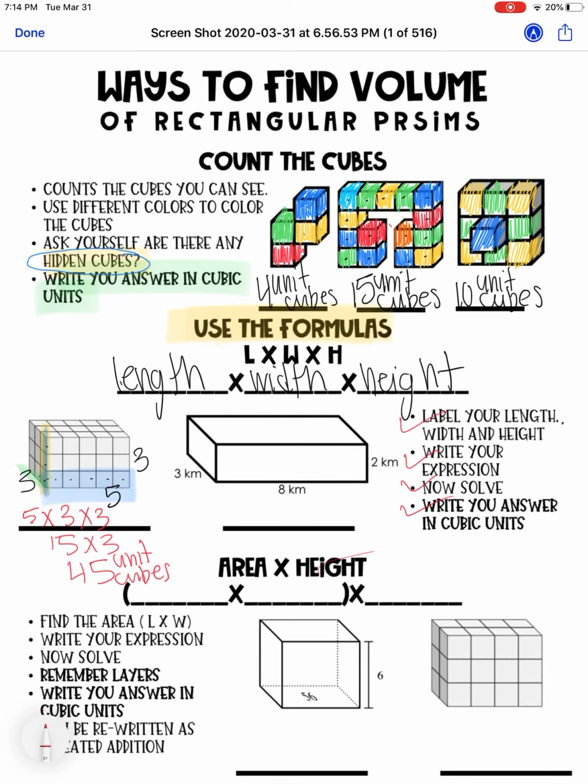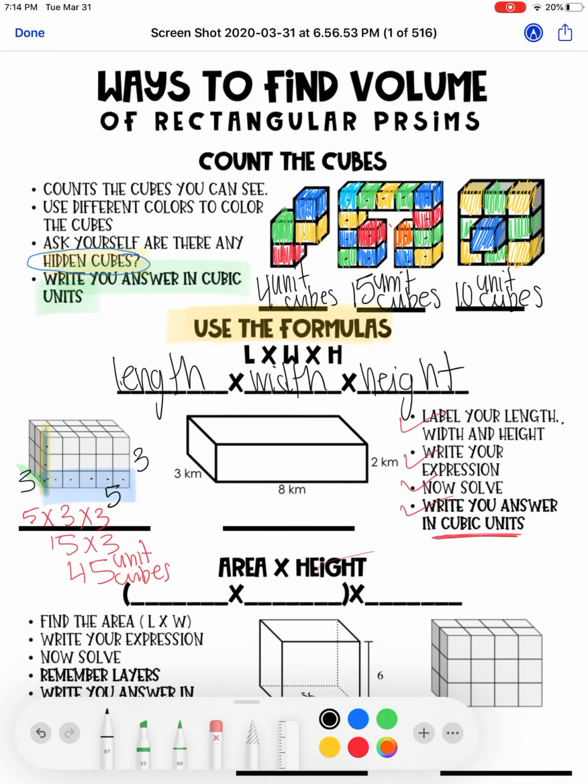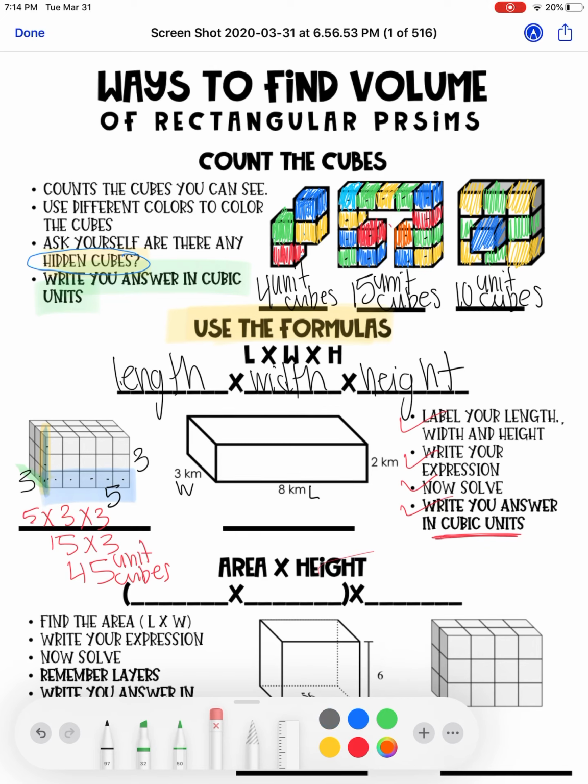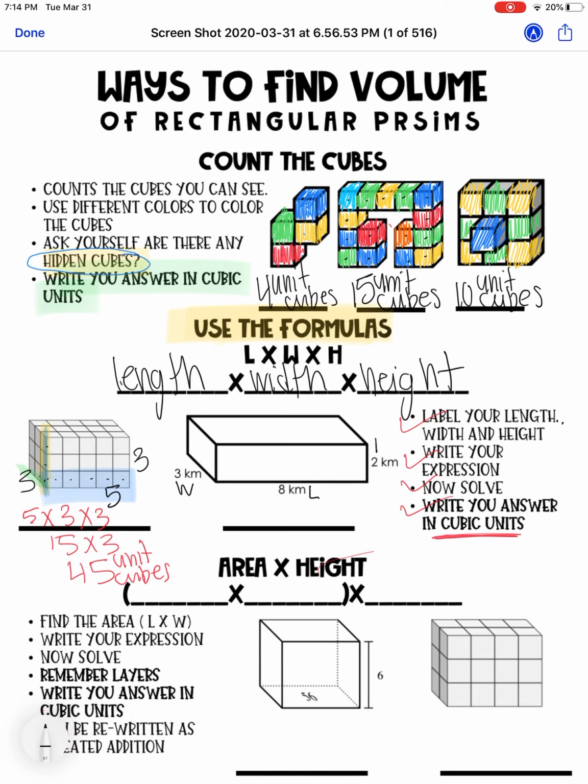Big measurement here. So when we write our cubic units, we're going to write it a little bit differently this time. This one's already labeled with our length, width, and height, but to get us in good habits, we want to label this as length, width, and height. This will be helpful in the future when we start with other rectangular prisms that are bigger and have different shapes. So again, length times width times height.